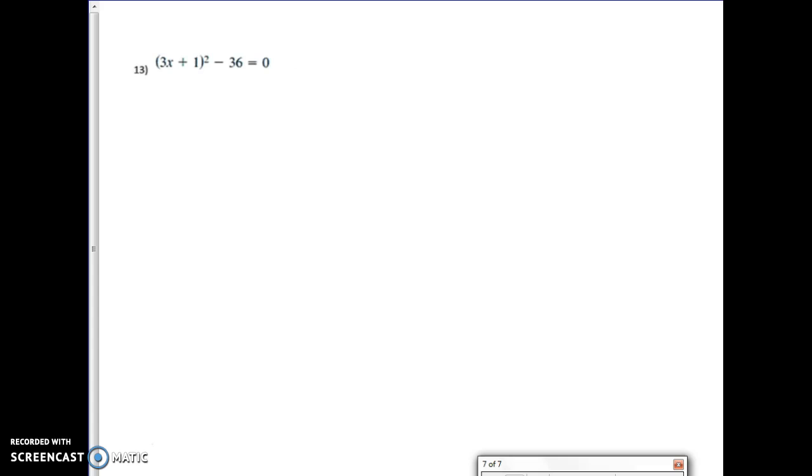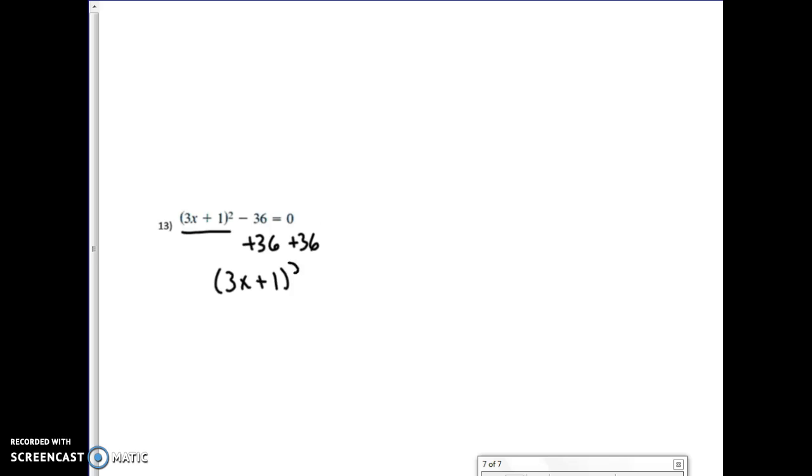All right, I have one more to go over with you guys, looking at number 13 with you. The same idea here, guys. So we're still trying to get the square by itself. I'm not worried about the 3. So I'm going to add 36 to both sides because I want to get the square by itself. So I got 3x plus 1 squared equals 36. Now, because there's nothing else outside, now I got to get rid of the square. So I'm going to square root both sides. So I got 3x plus 1 equals plus or minus 6.